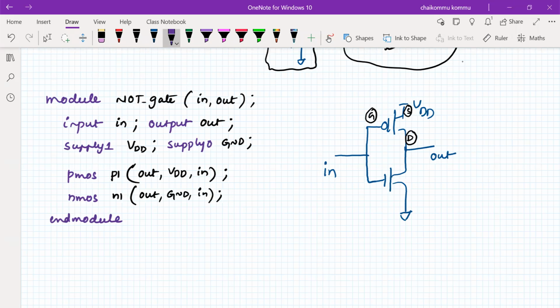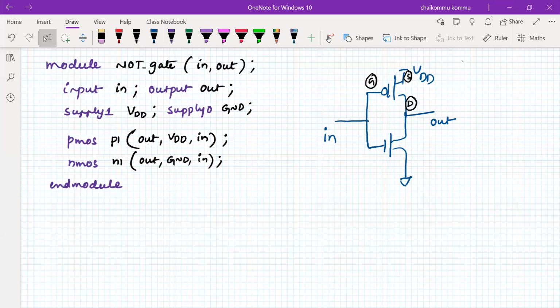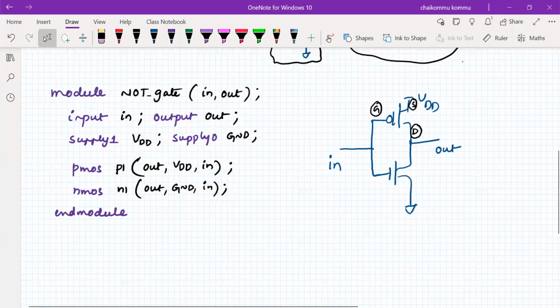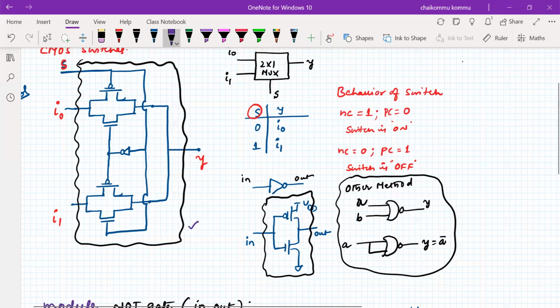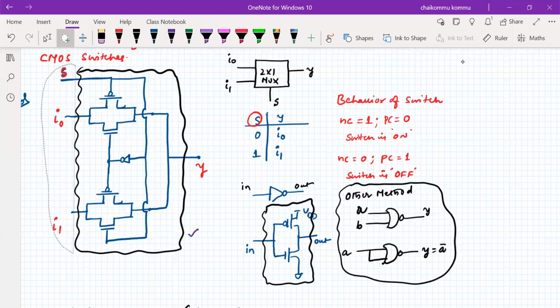Now, let us write a top module. So the top module means this one. This is the top module, right? So I am going to copy this one again, so that by looking at this one, we can write the program.